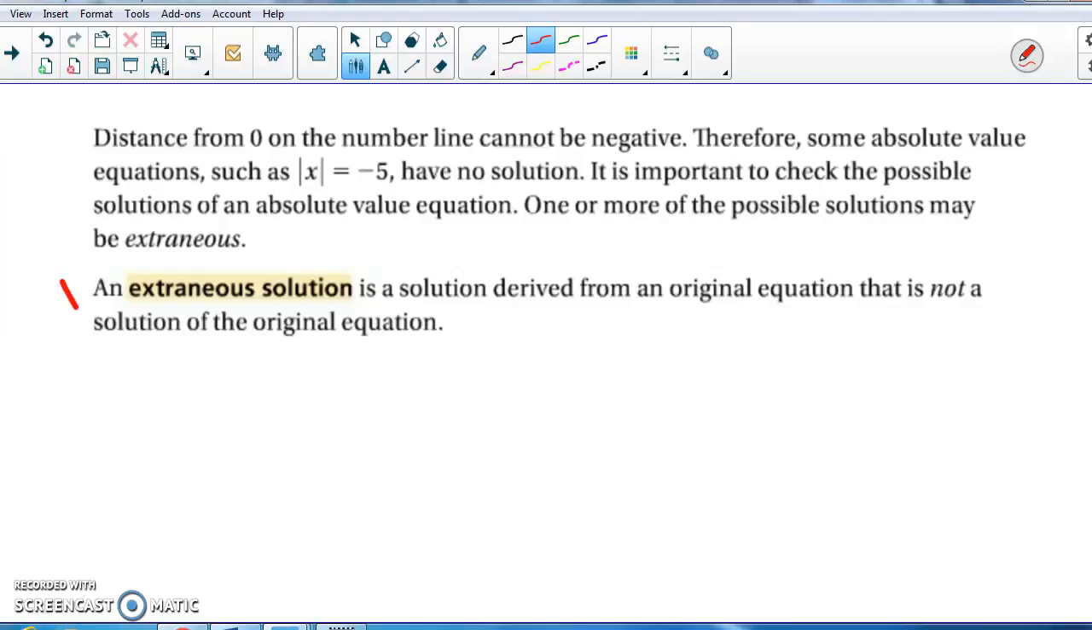An extraneous solution is a solution derived from the original equation that is not a solution of the original equation. So even though it comes out as an answer, we have to make sure that the solutions we get work in our equation. If they don't work, then they would be considered extraneous solutions.